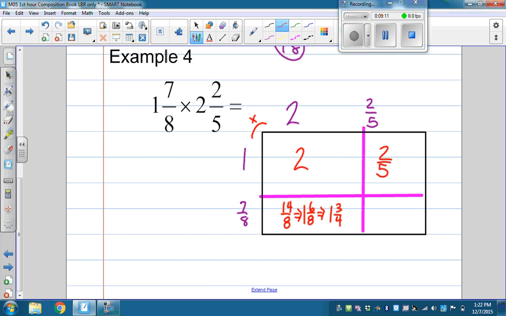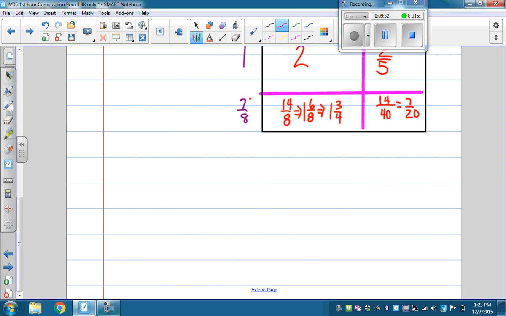And remember, to do that, I'm thinking of 2 as 2 over 1. And then I'm going to multiply 7/8 times 2/5. So multiply the numerators. 7 times 2 is 14. And the denominators. 8 times 5 is 40. That reduces to 7/20.